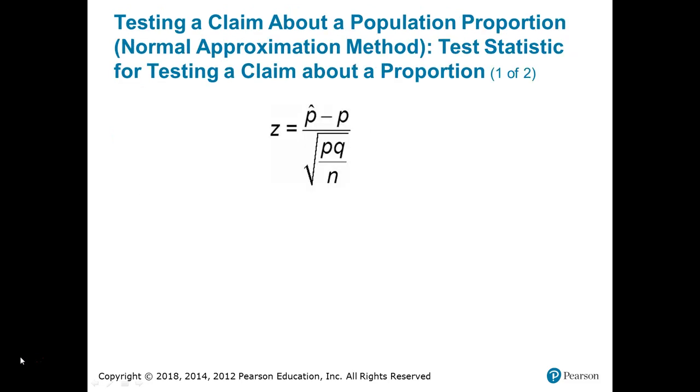Testing a claim. The test statistic for testing a claim about a proportion is given by this formula. This formula was first introduced in the previous section 8.1, and it says that the z-value, which is the corresponding score given the sample proportion, is equal to p hat minus p divided by the square root of p times q over n.